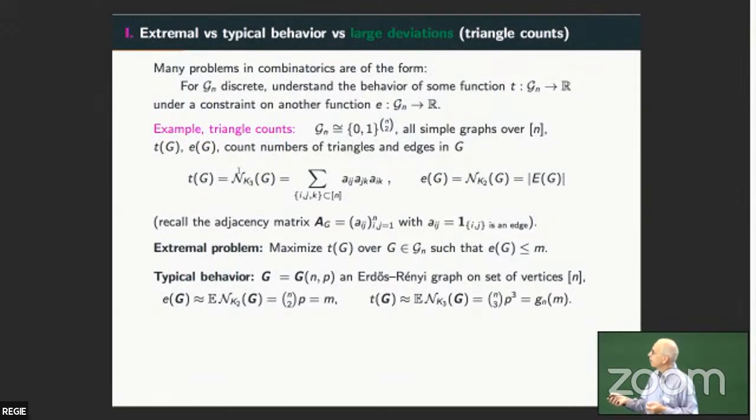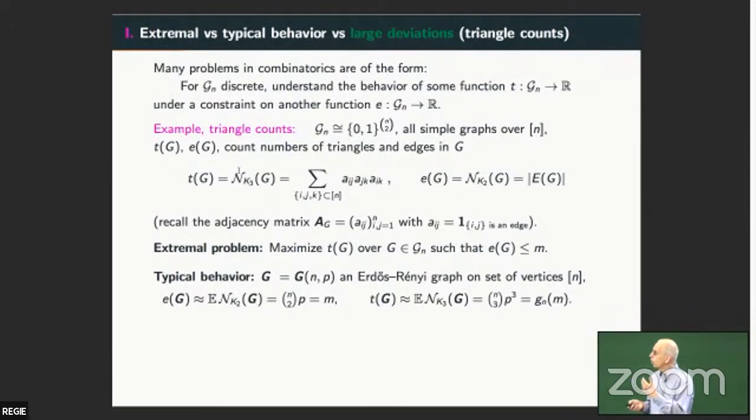And because the number of triangles and the number of edges are going to be concentrated, you can extract p out of the first equality, plug it into the second equality, and you will get the growth of the number of triangles per number of edges in a typical graph of this model.